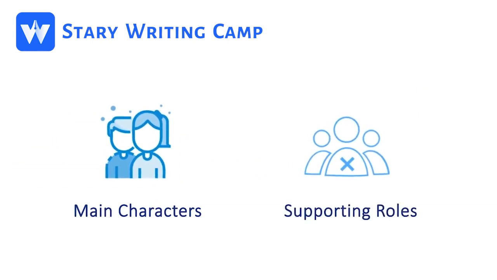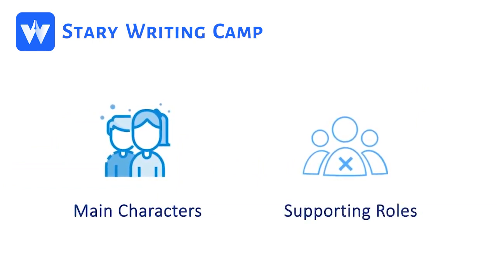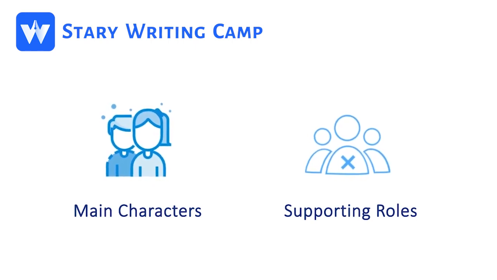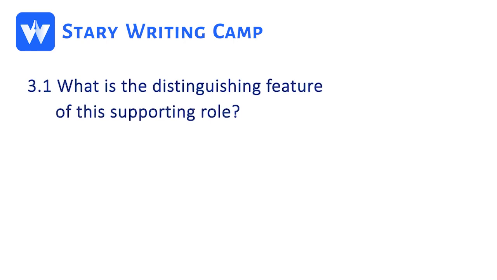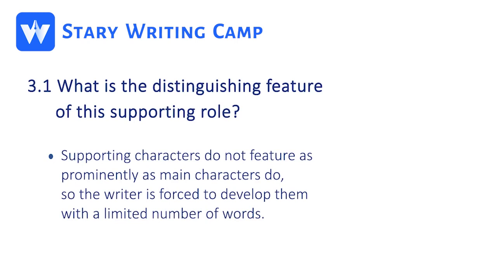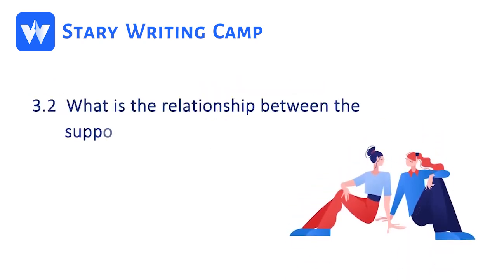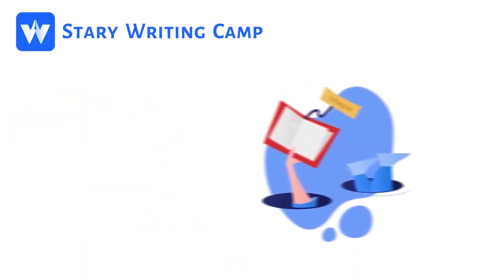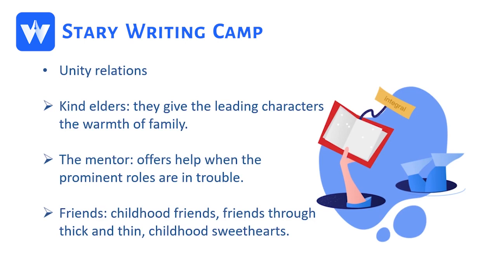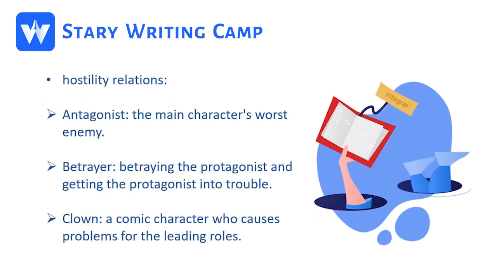In addition to considering these 3 dimensions above, there are 2 more points to consider when designing supporting characters. 3.1. What is the distinguishing feature of this supporting role? Supporting characters do not feature as prominently as main characters do, so the writer is forced to develop them with a limited number of words. 3.2. What is the relationship between the supporting actor and the leading roles? There are 2 types of relationships: unity relations and hostility relations.